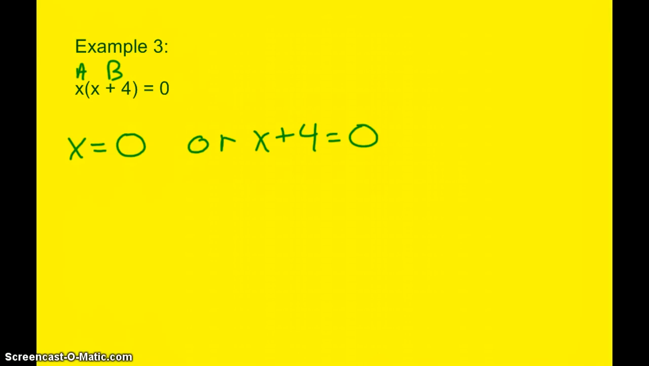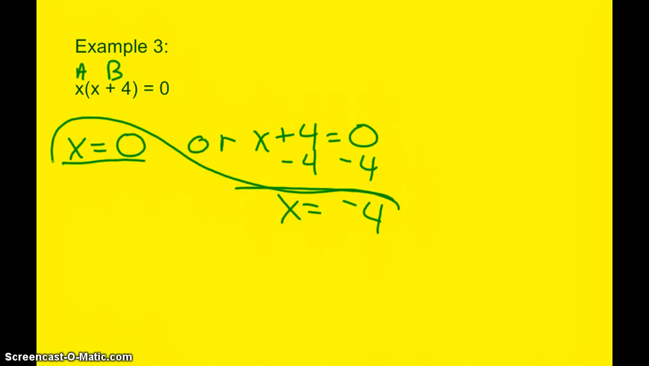This one I said was even easier than the other ones because I've already got x equal to 0. I don't need to do any solving. That one's already solved. So I just solve the other one, and my two solutions are x equals 0 and x equals negative 4.